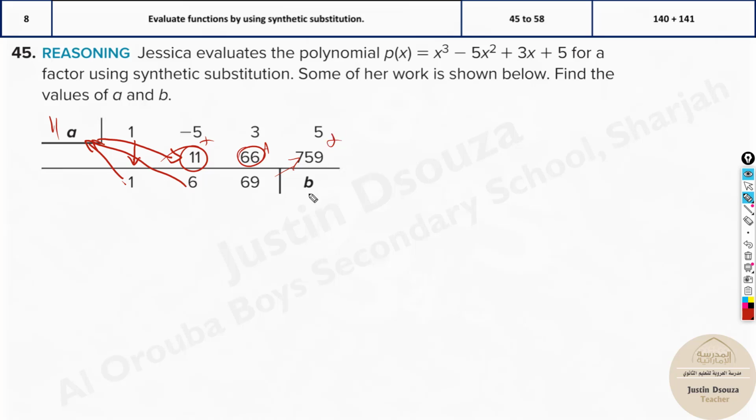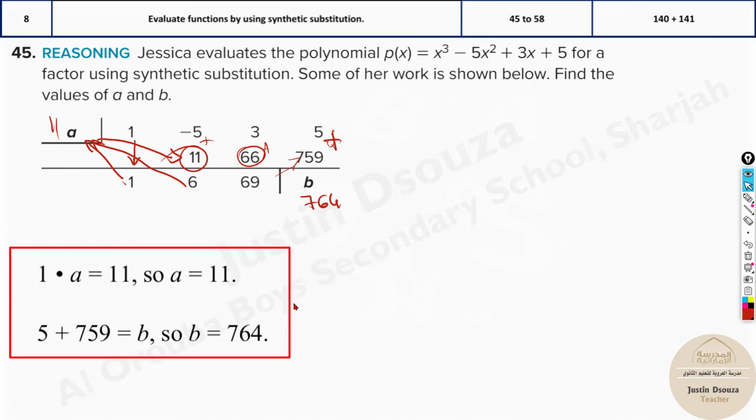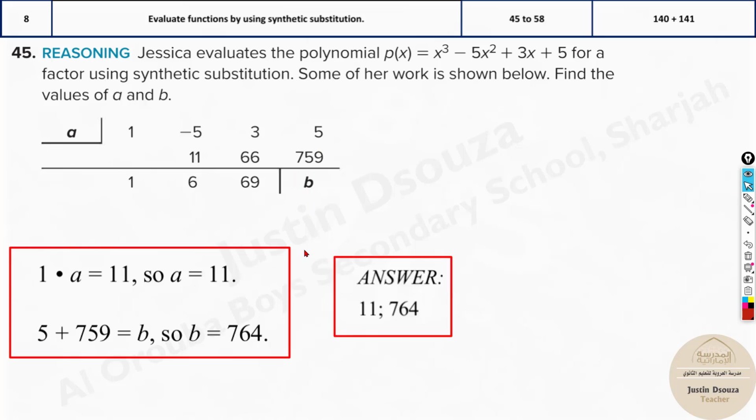Now add them up and write over here. When you add it up, 764 is the answer. So A is 11, B is 764. Isn't that easy? So those are the answers. If you know the method, it's very straightforward. Because over here 1 times A must be 11. So that's how we find it. And 5 plus 759 must be B, that is 764.